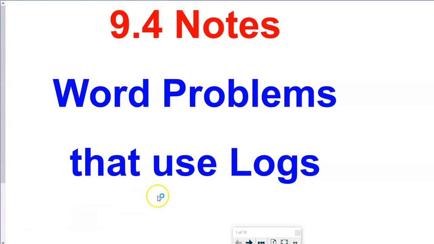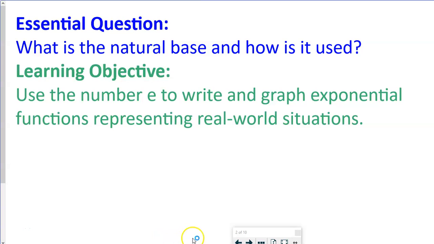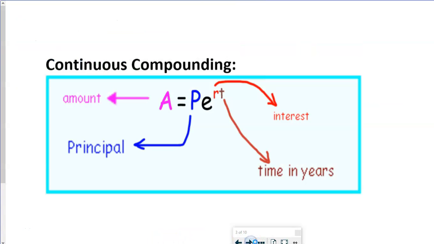So in this video, we're going to go over word problems that use logs. So this is the formula for continuous compounding interest. A is the amount that we end with. P is our principal amount, the amount we start with. R is the rate of interest, and T is the time in years.